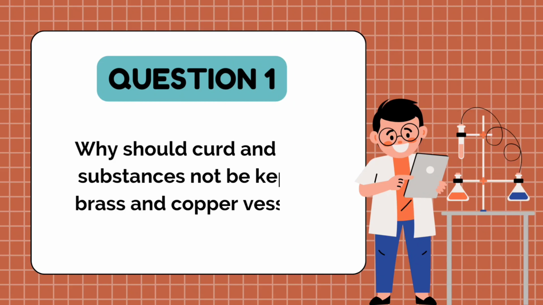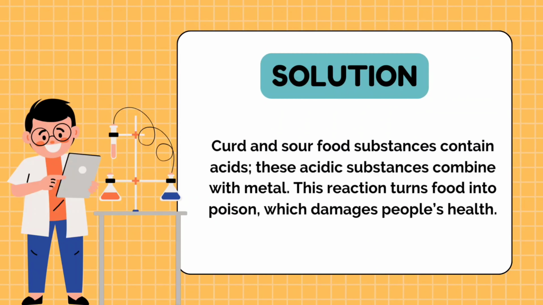Question 1. Why should curd and sour substances not be kept in brass and copper vessels? Solution. Curd and sour food substances contain acids. These acidic substances combine with metal. This reaction turns food into poison, which damages people's health.